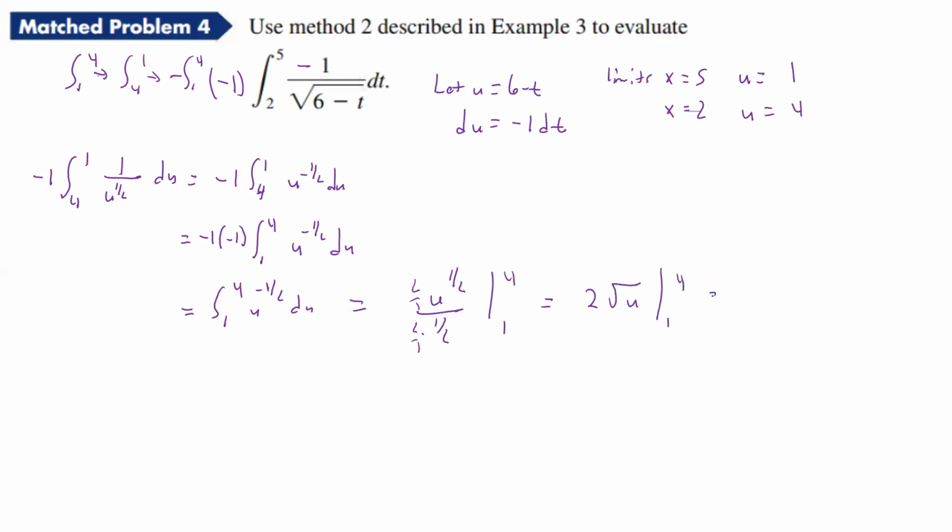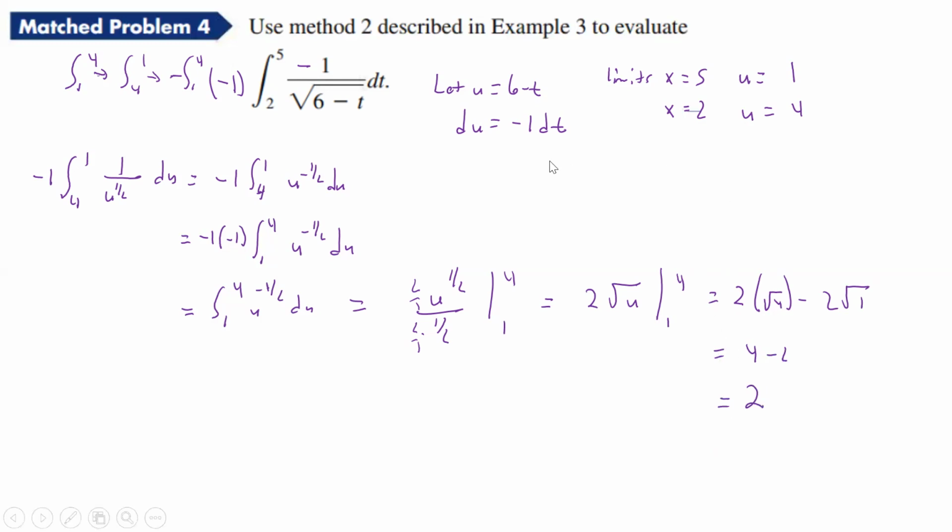All right. So what does that give us? 2 times square root of 4 minus 2 times the square root of 1. And so that's going to be 2 times 2, that's 4, and that's going to be -2. And so that gives us a solution then of 2 for our answer.